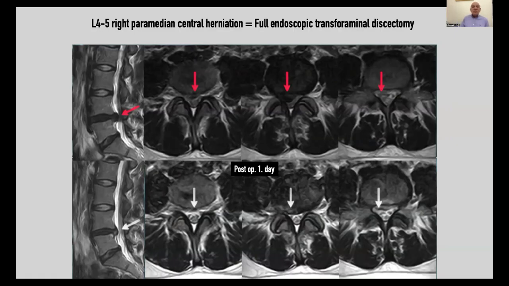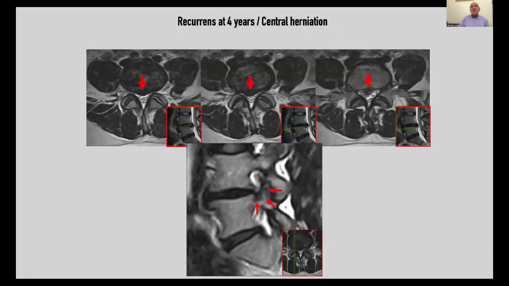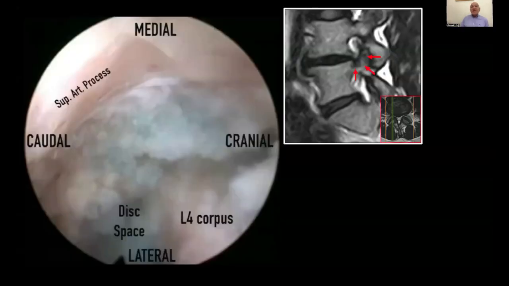You can see that complete removal is okay. But 4 years later, there was recurrence. This time as a central herniation and also with a narrowed neural foramen. There is a narrowed foramen, and the superior articular process is exposed in the beginning of the operation.